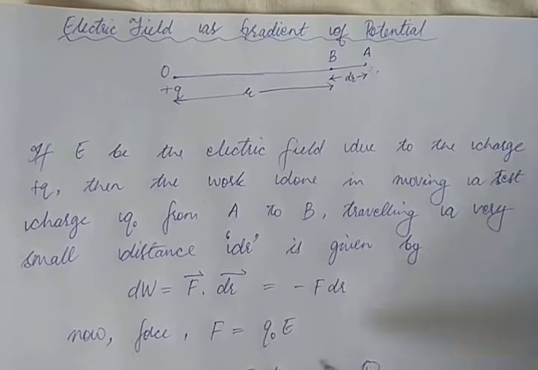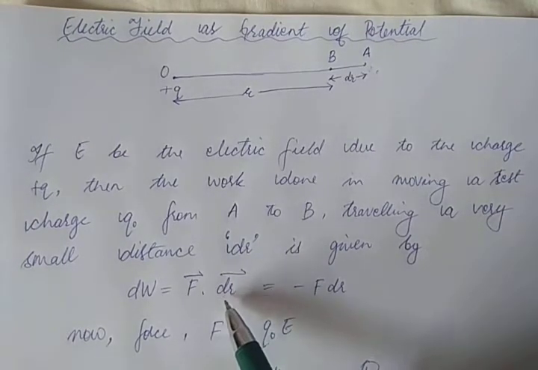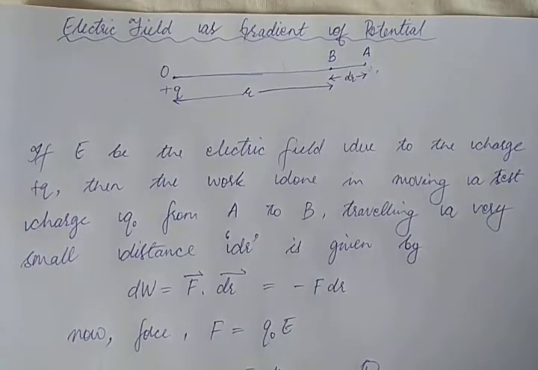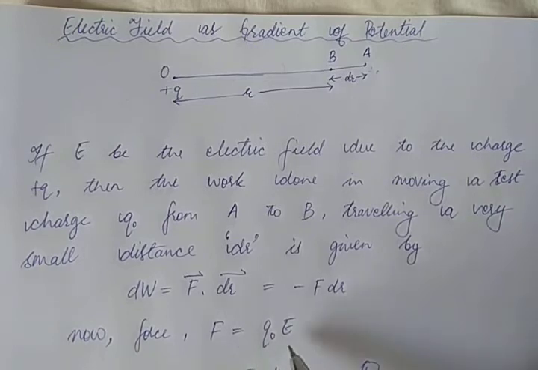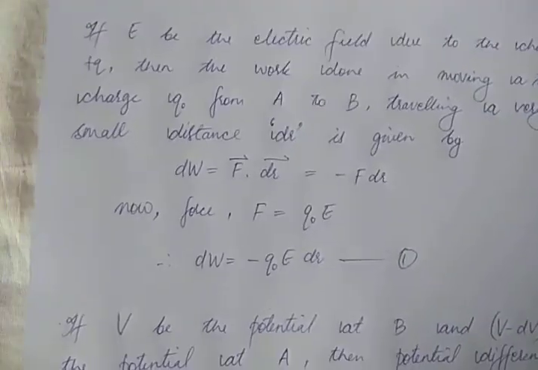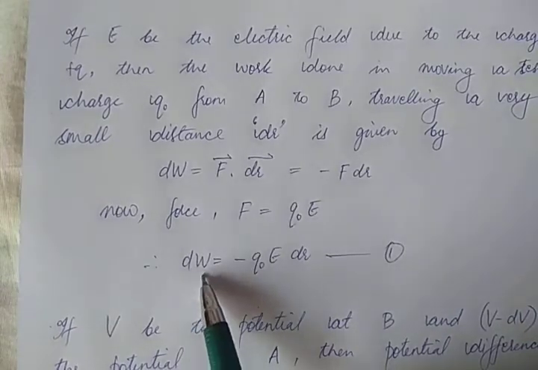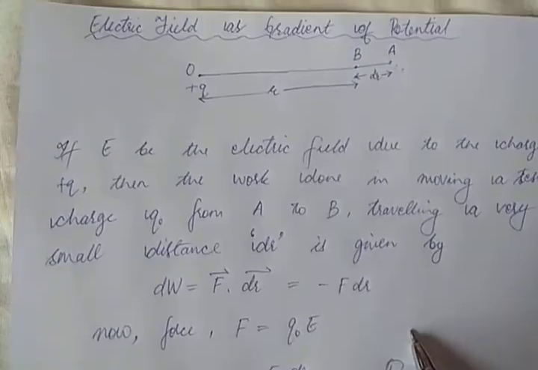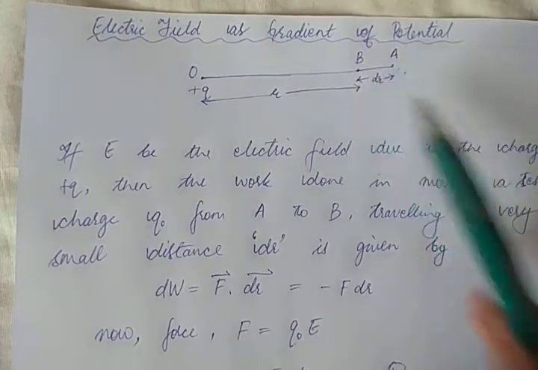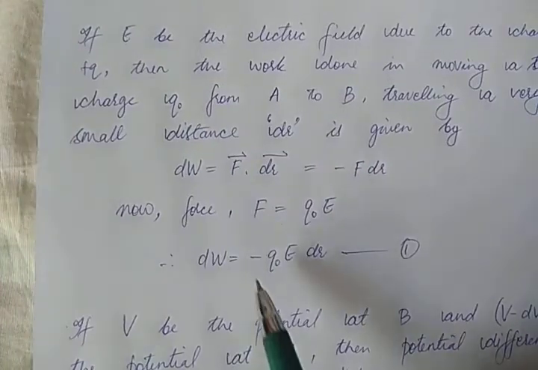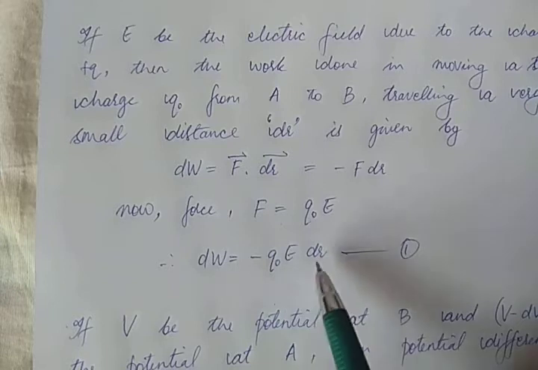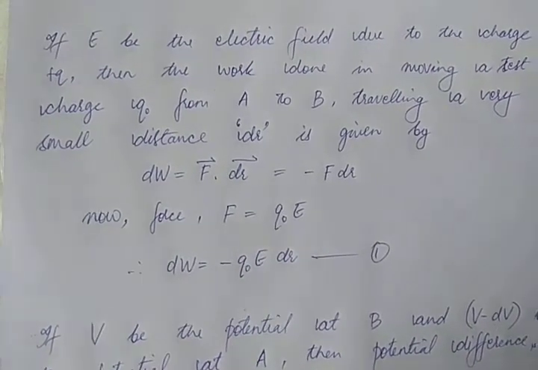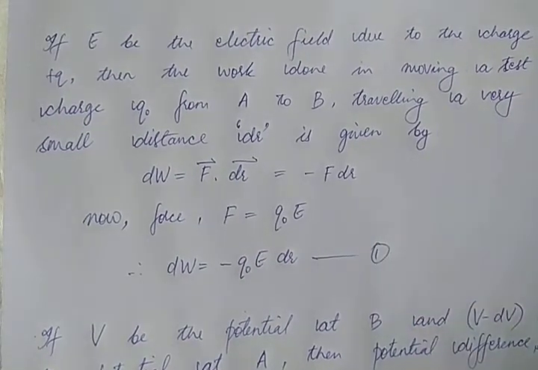So the angle between F and dr is 180 degrees, cos 180 degrees being minus 1. Therefore F dot dr is minus F dr. And like I've already said, F is Q naught into E. Substituting the value of F in this expression, we get the work done dW to move the charge Q naught from A to B by a very small distance dr as minus Q naught E dr. Let us say that this is our equation number 1.